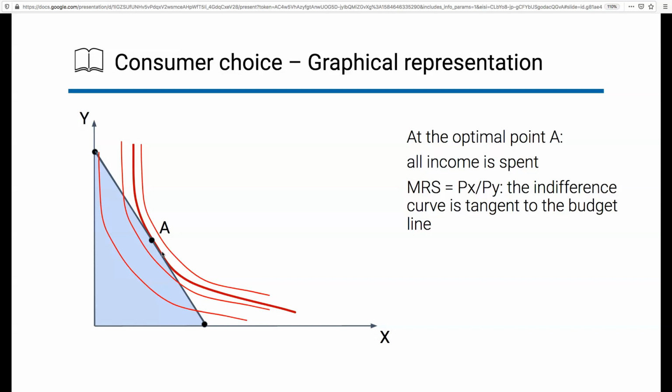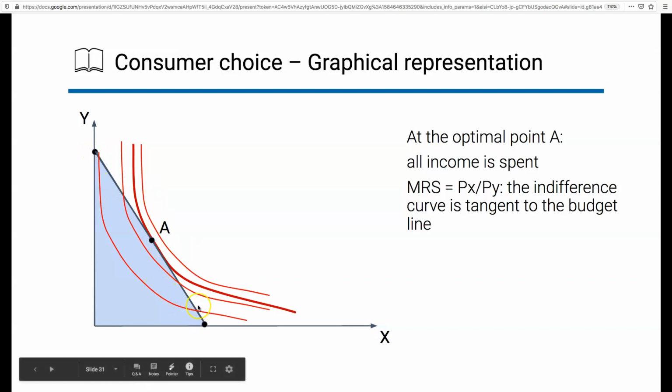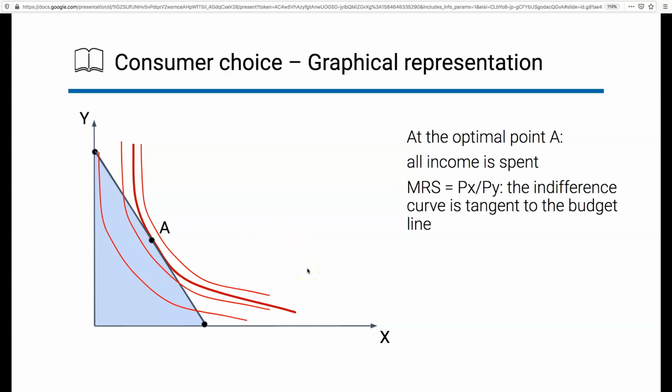The second interesting observation is that the slopes of the indifference curve on which point A lives and the budget line have to be the same. That is, the marginal rate of substitution at point A has to be exactly equal to the price ratio. So whenever the price ratio changes, the optimal point should change as well.